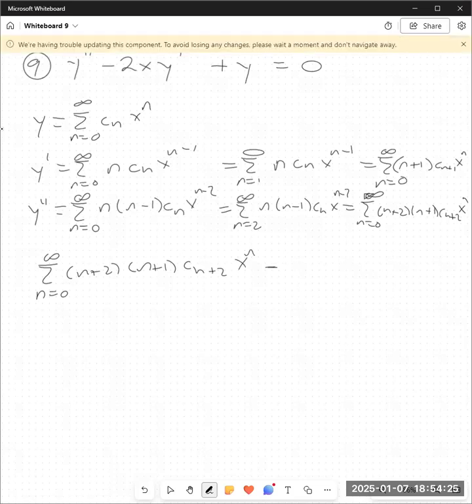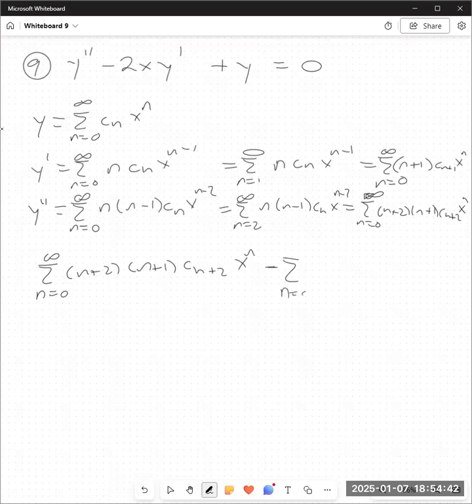minus, I'm going to bring the 2x in, but I'm going to do it on this form right here that already starts at 0. When I bring the x in, it's going to make this the nth power.